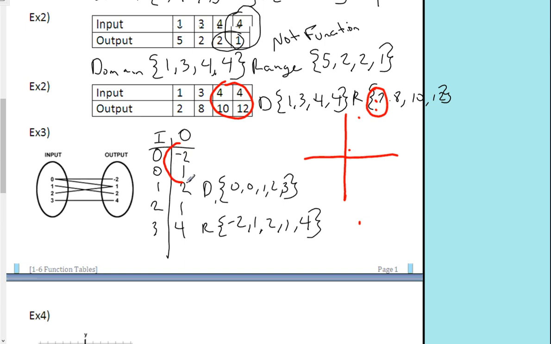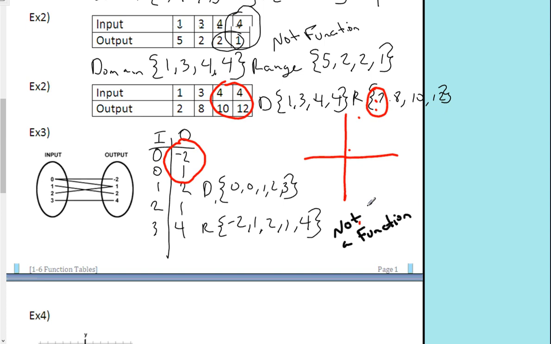Right here is the key. This right here is why it's not a function. If I was to graph those 2 points, they would be vertical to each other, and that's not a function. So is this a function? No, it's not. Not a function.